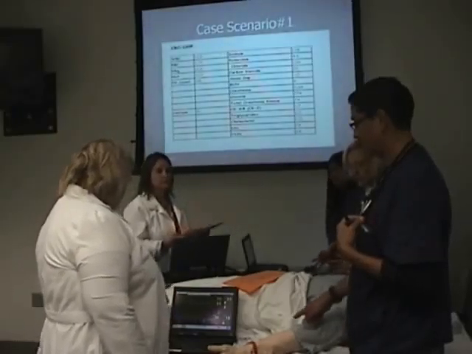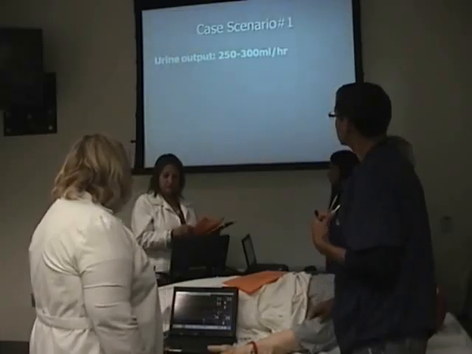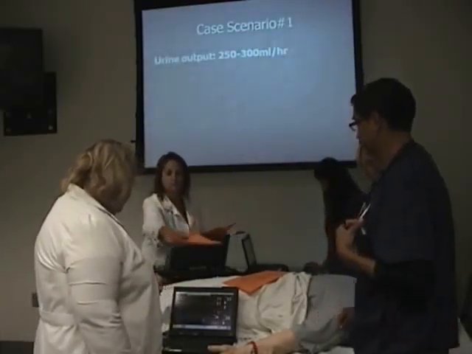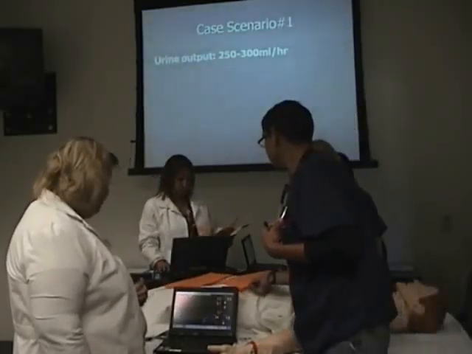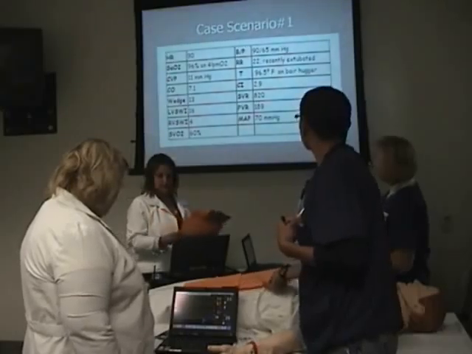Okay, this is your urine output. We don't have a urine output. Urine output's between 250 and 300 an hour. Okay, that sounds great. Heart rate is down a little since we gave the volume. We're in the 80s. Yes, this is the most recent vital signs, as you can see here.